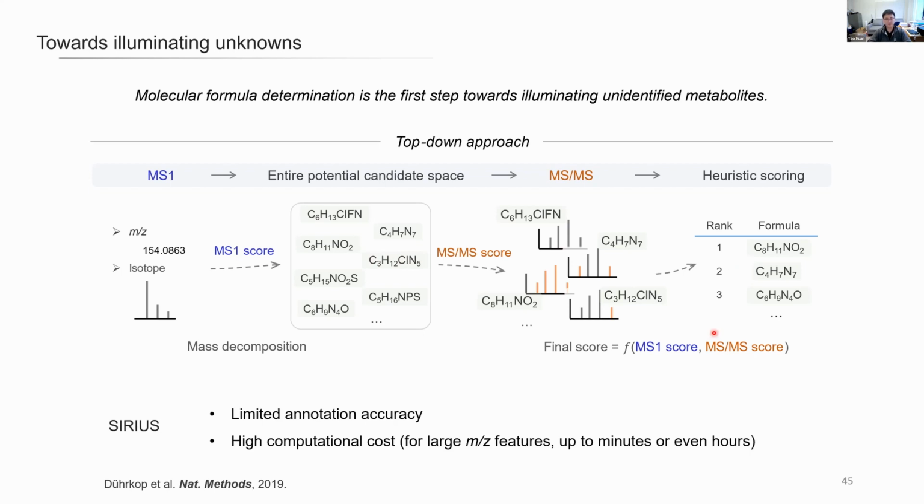However, SIRIUS has the problem of limited annotation accuracy and also high computation cost. For molecules with large m/z values, you're going to generate too many possible candidates, and then the calculation of the MS fragment tree is going to take a very long time. Usually people only run SIRIUS for m/z values under 500. Anything above that will take a very long time.